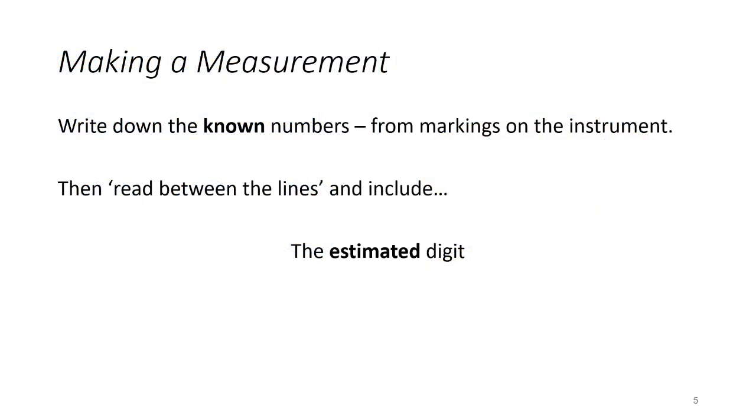All measurements involve some uncertainty. So when we make a measurement, we need to include all of the known numbers. These can be found as markings on the instrument we use. We also need to include an estimated digit, which can be found between the lines on the device. This is easier to show you than it is to explain.